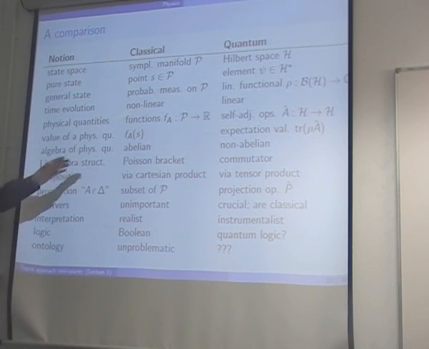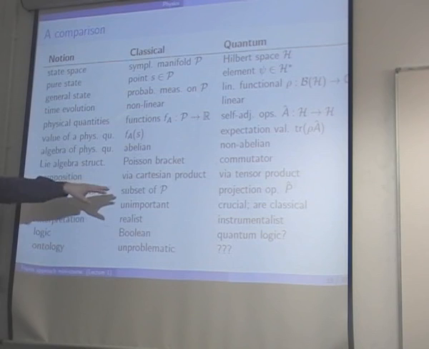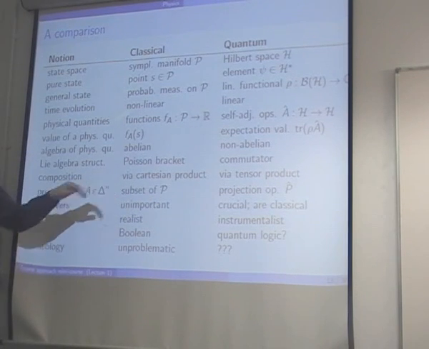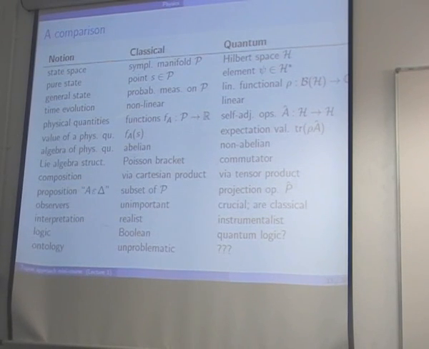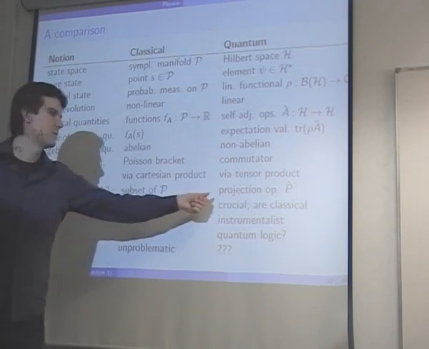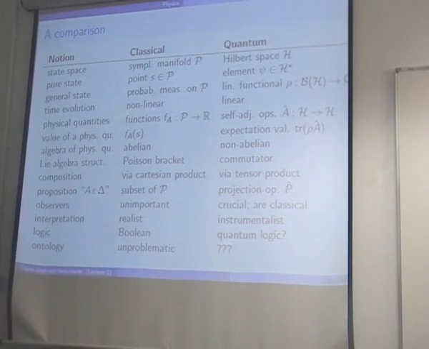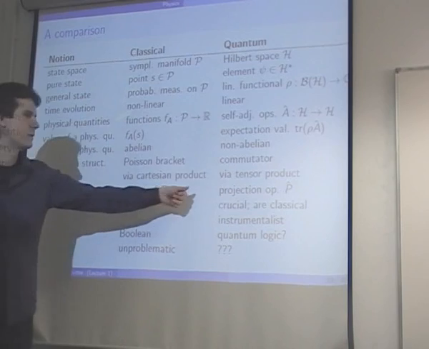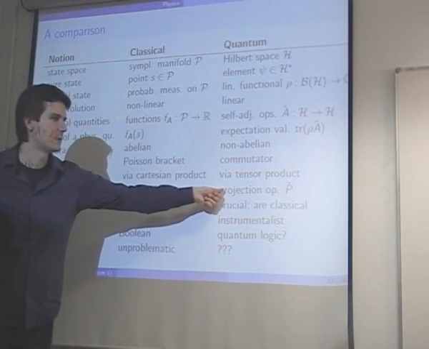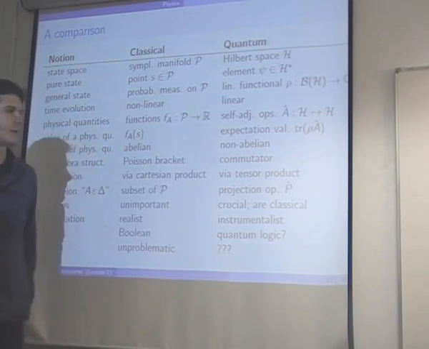We'll see that in classical physics this is just represented by a subset of the state space, and in quantum physics it is represented by a projection operator P. This actually comes out of the so-called spectral theorem, which we'll prove next time, I guess.